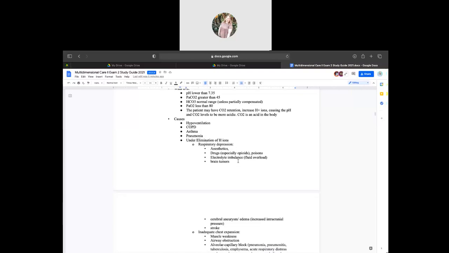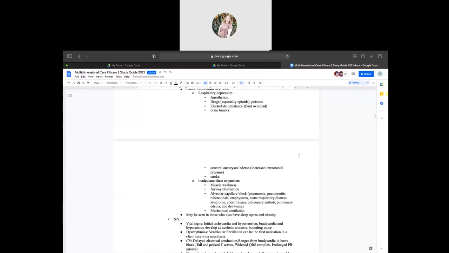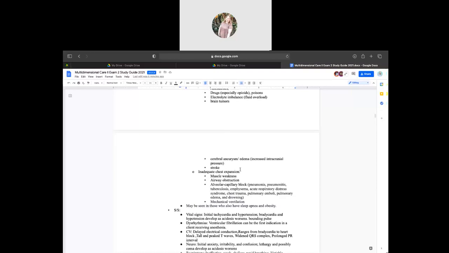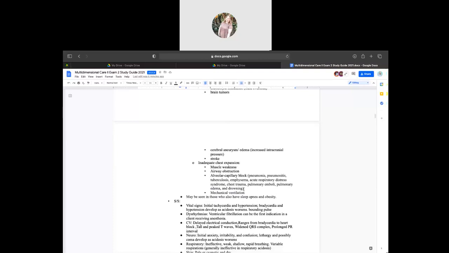Again, respiratory depression can be caused by various different factors: anesthetics, drugs, opioids, poisons. Fluid overload may cause imbalances, tumors, edema, and stroke because there's an increase of fluid. Increase of fluid makes your breathing levels decrease, meaning that the patient's going to be holding on to more acids. An inadequate chest expansion, if the chest can't expand correctly, nothing can get out of the chest. So meaning more is going to be kept in.